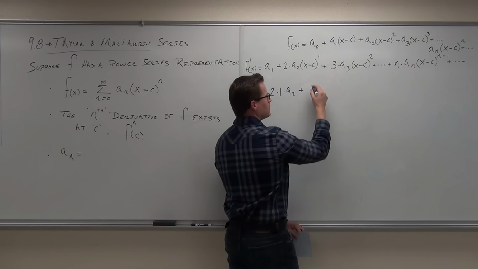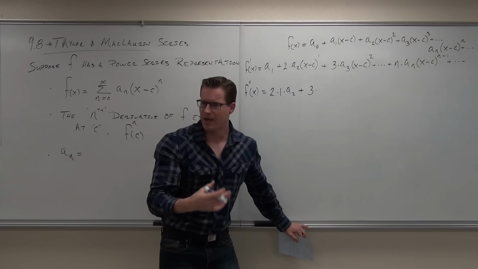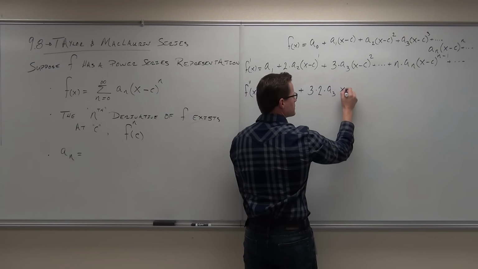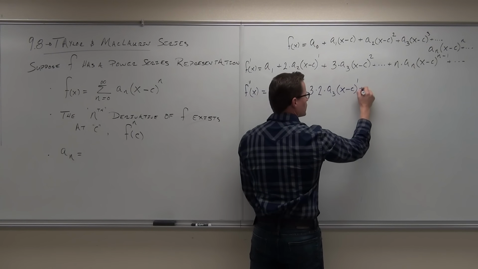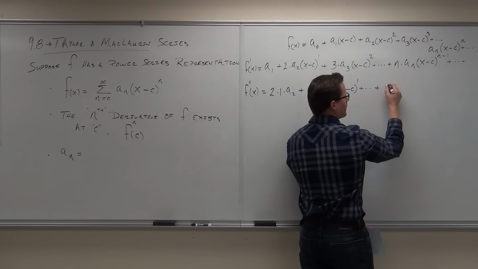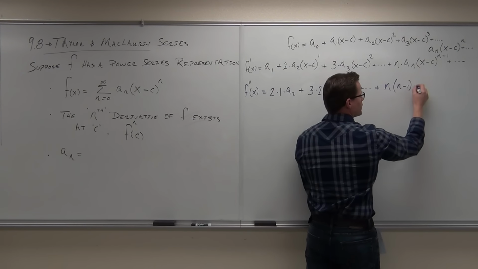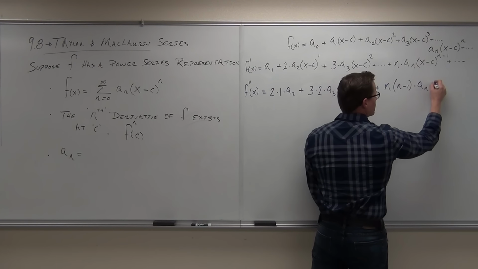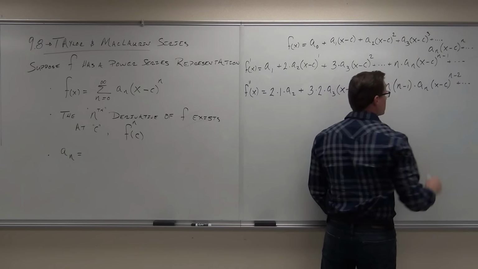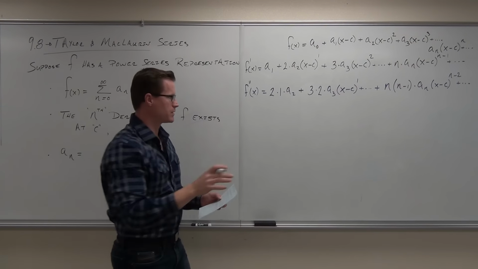Okay, next up. It's 3 times 2, don't give me 6, I don't want 6. With this stuff, we're really looking for a pattern here. So it's 3 times 2 times a sub 3 times x minus c to the first, plus. Okay, now remember, this is the one I want to focus on right here. What's going to happen? n times n minus 1. Good, you bring down the n minus 1. Then you multiply by x minus c to the n minus 2, very good. We okay with that so far? Okay, it's going to keep on going.